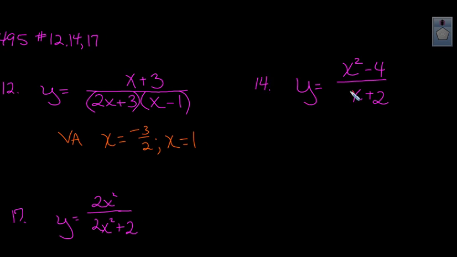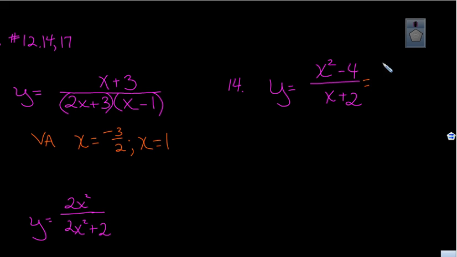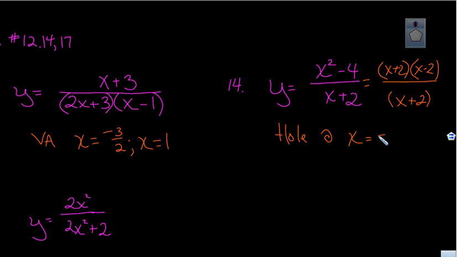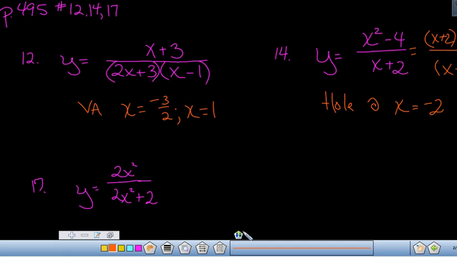Okay, let's take a look at number 14. Okay, we need to first of all factor the numerator and the denominator, x plus 2 and x minus 2, because that's the difference of two perfect squares. And now we ask ourselves, do we have equal factors in the numerator and denominator? And the answer this time is yes. These two are equal. So we do not have a vertical asymptote, we have a hole. And that hole occurs at the undefined value, which is x equals -2. Keep in mind, you do need to put x equals -2, not just -2. That's oftentimes a mistake that's made.